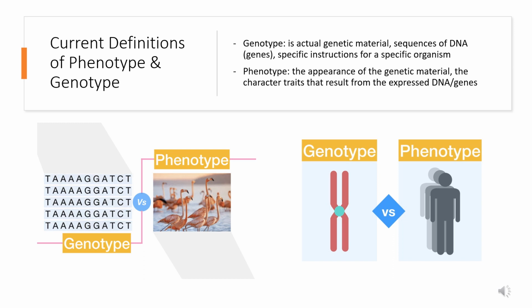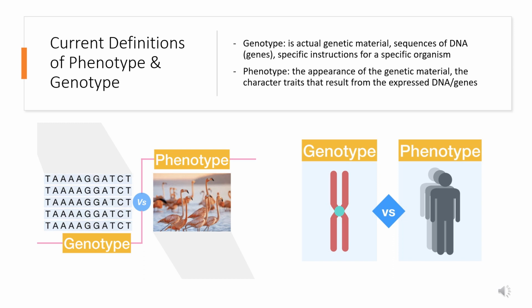Firstly, let's define what phenotype and genotype are. In general terms, genotype is the actual genetic makeup or material of an organism. That includes its sequences of DNA, or what we also like to refer to as genes. These are the specific instructions for a specific organism. Now, on the contrary, phenotype is the appearance of this genetic material when expressed. That is the character traits that result from the expressed DNA or expressed genes.